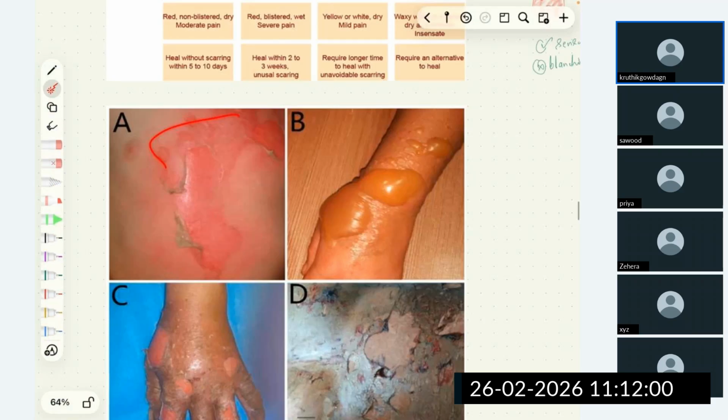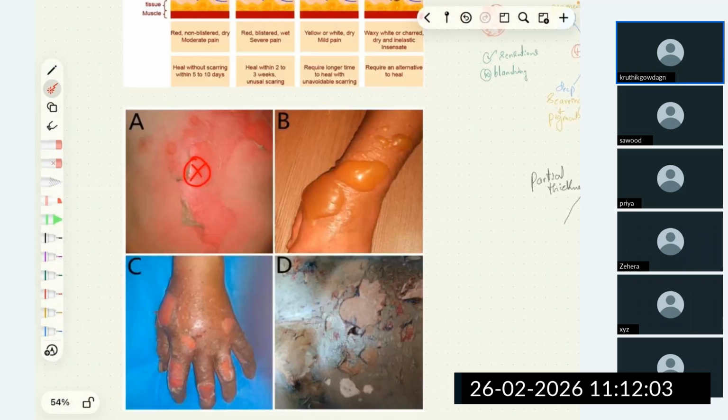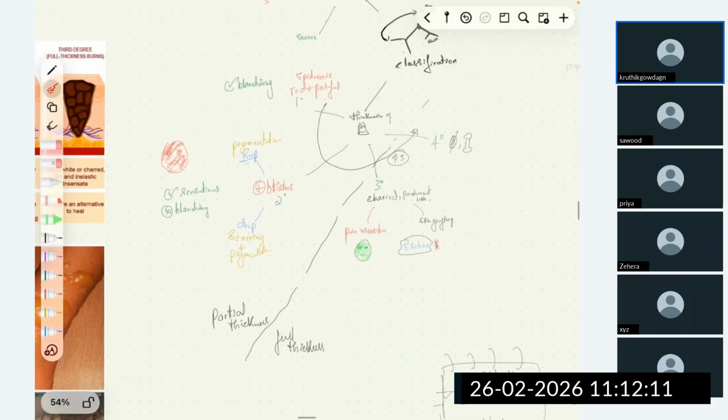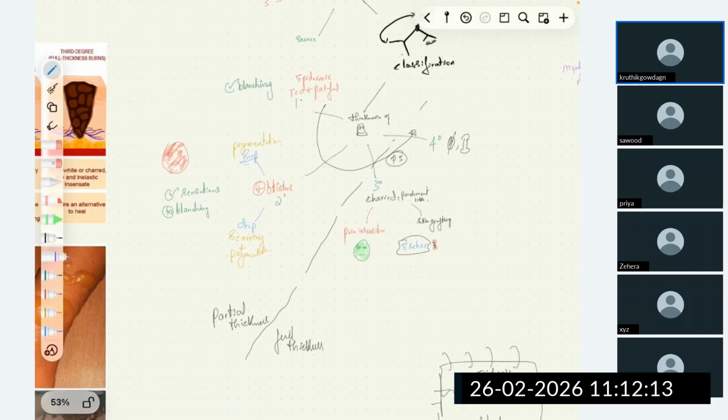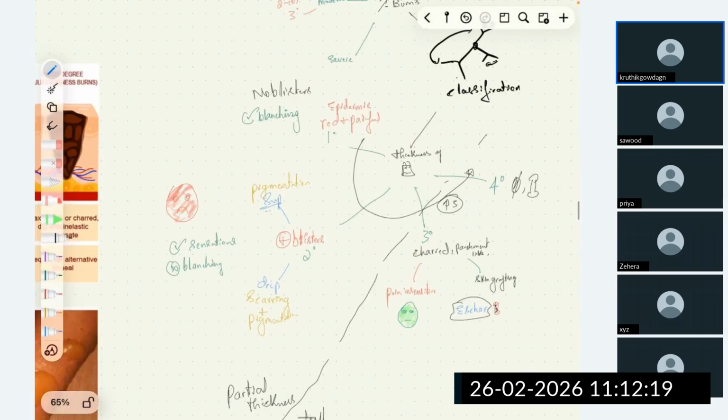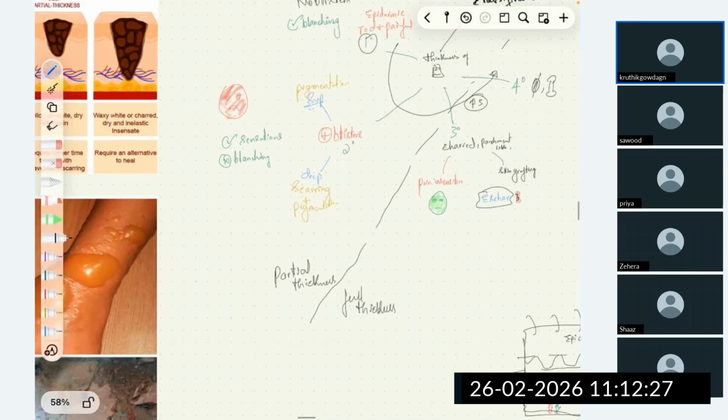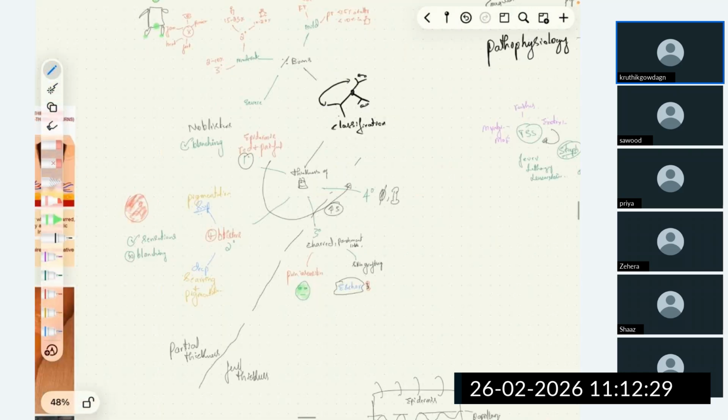And usually blisters will not be present in first degree burn. In this image, blisters have burst, but usually blisters are not seen in first degree burn. No blisters. Since the blood vessels, the capillaries, are not fully damaged in first degree burns, if you press the reddened area, it will blanch on touch. The first degree burn involves partial epidermis, leading to a painful red lesion with no blisters and blanching positive. This is about first degree burn.